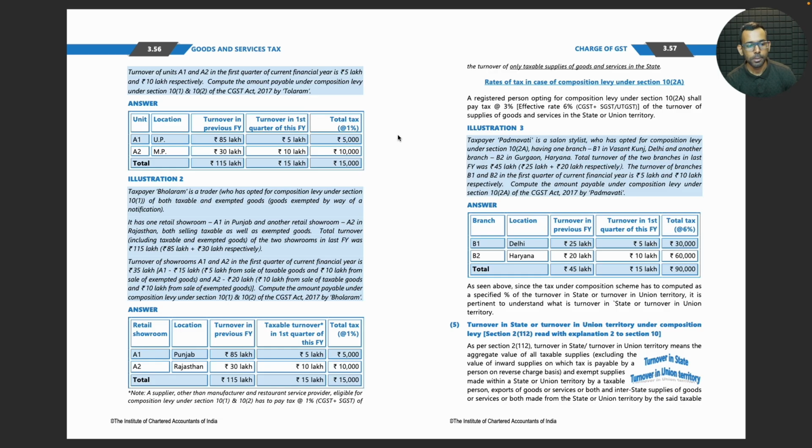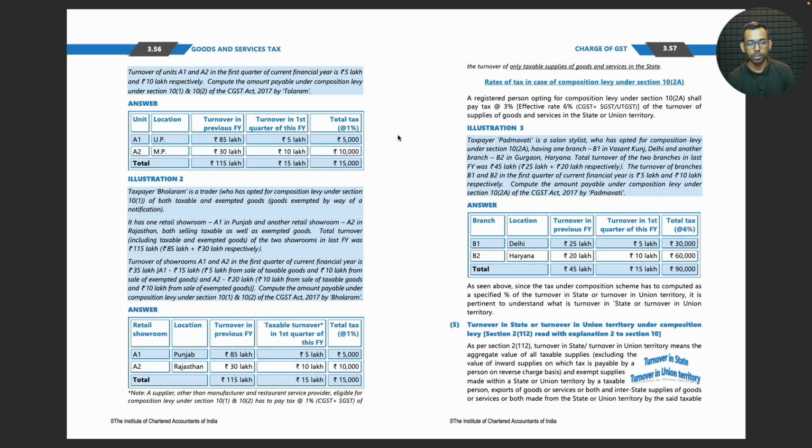Illustration 2. Taxpayer Bolaram is a trader who opted for composition levy under section 10 subsection 1 of both taxable and exempt goods. Goods exempted by way of notification. It has one retail showroom A1 in Punjab and another retail showroom A2 in Rajasthan, both selling taxable as well as exempted goods. Total turnover including taxable and exempted goods of the two showrooms in the last financial year was 1 crore 15 lakhs, 85 lakhs and 30 lakhs respectively.